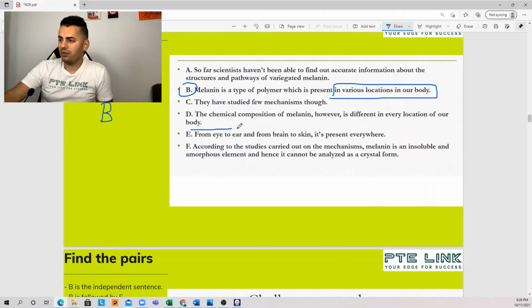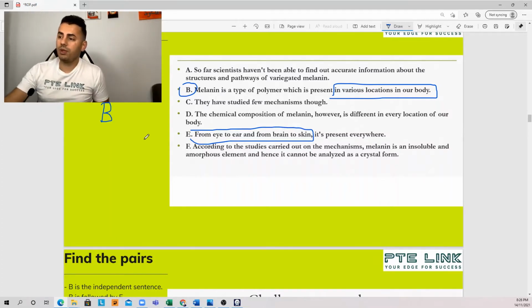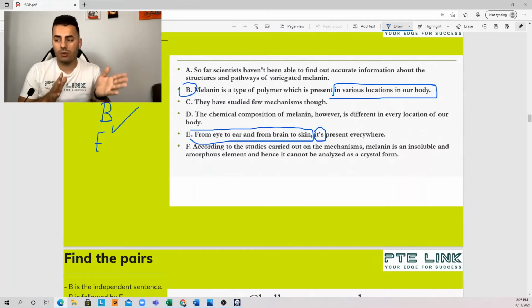So at the beginning of E we have this phrase, from eye to ear and from brain to skin. So now I got this clue. The second step would be, let's read B and E together. Do they make sense? If yes, then yes. Melanin is a type of polymer which is present in various locations in our body, from eye to ear and from brain to skin. It's present everywhere, yeah, definitely it is, yeah? So I would say B and E is a pair, and now you got 1 mark. This is 1 mark in the pocket, yeah?